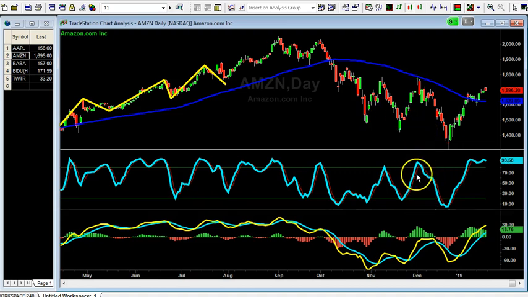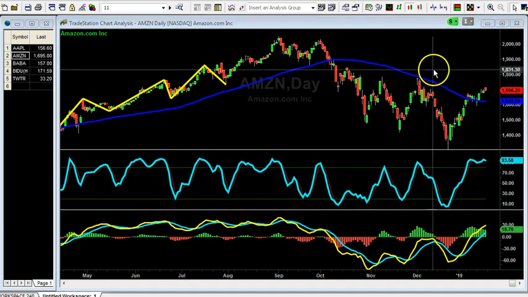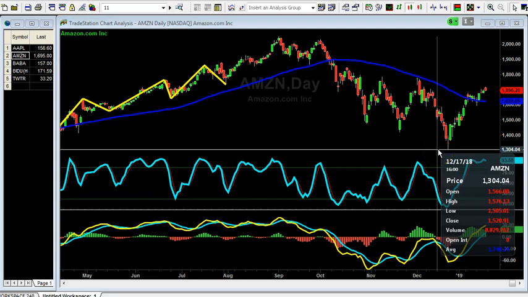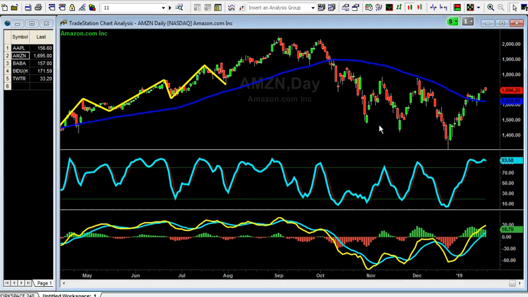See, previously, both times that our stochastics got overbought here, so we had this back in December, and then also in early November, we had really large slides. So the previous one went from 1775 all the way down to 1300, so huge move by anyone's standards.